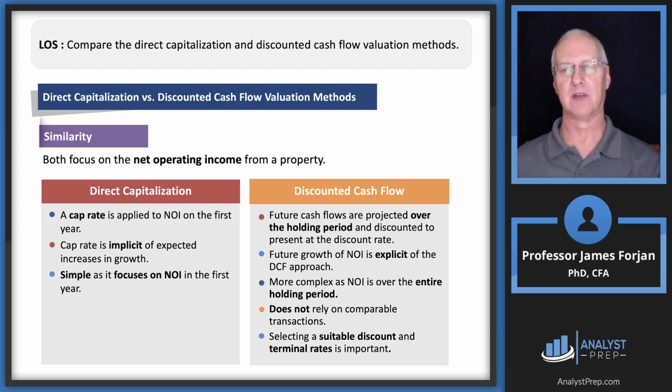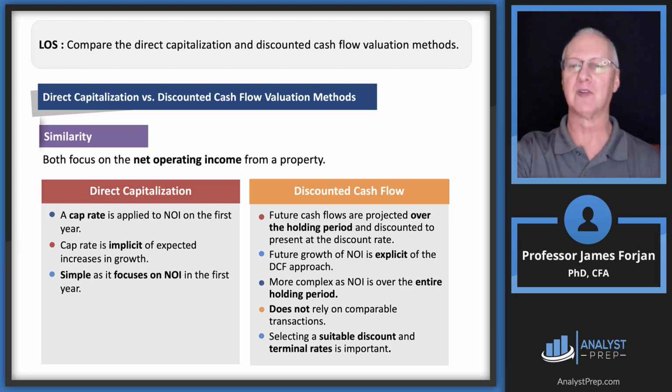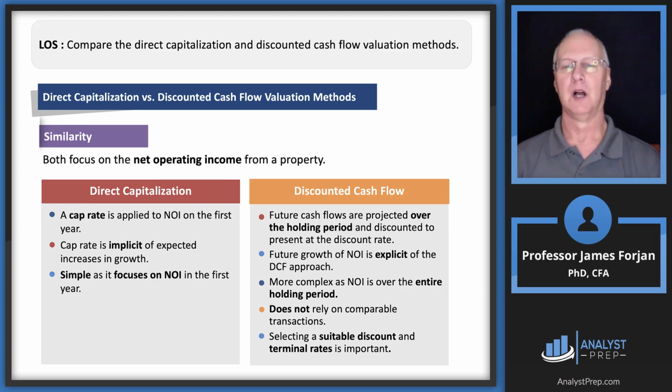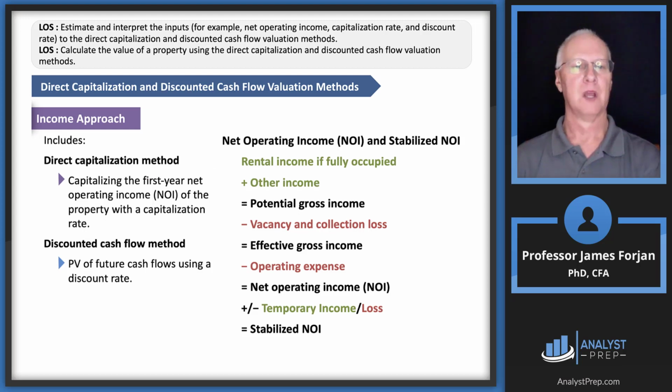The discounted cash flow method is where we identify a holding period. Maybe it's 3 years, maybe it's 10 years, maybe it's 1,000,000 years. Probably not 1,000,000 years, but it could be longer. And what we're going to do is estimate cash flows over that holding period, and then discount those back to the present. Notice what happens here: whether we use direct or the discounted cash flow method, we're going to arrive at a value. Let me show you what that means.